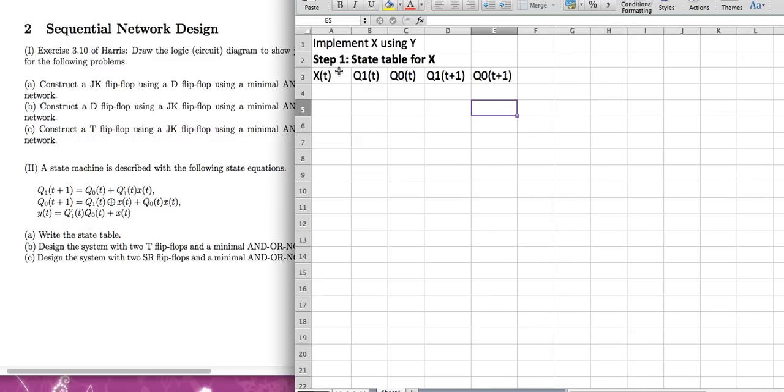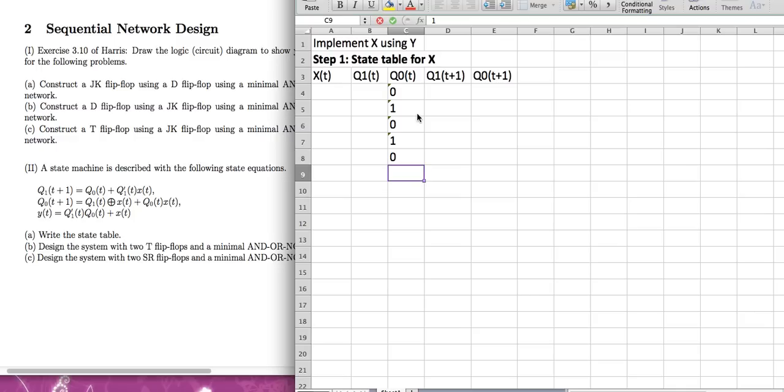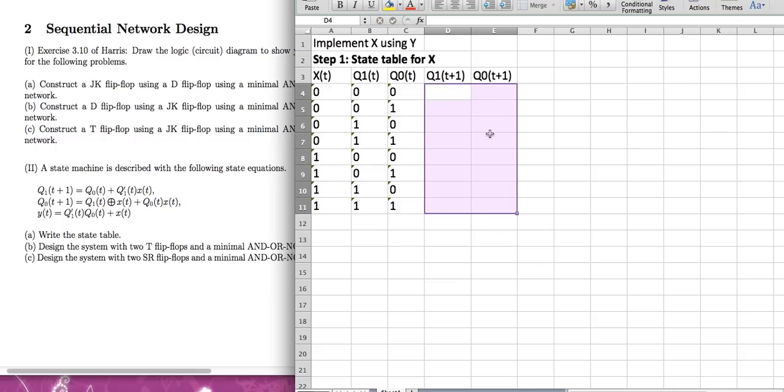So we fill out this half of the table by just filling it out like before. So anything with t we can fill out. 0, 0, 1, 1, 0, 0, 1, 1. Okay, so now we need to fill out this part. How do we get q1 at t plus 1? We just have to look at the equations that they gave us.